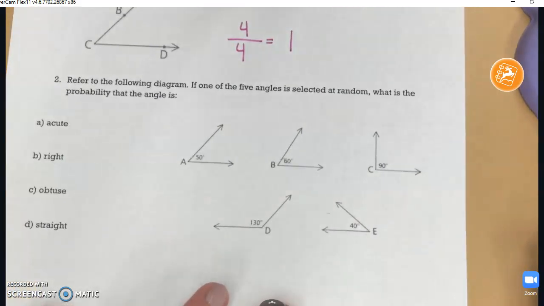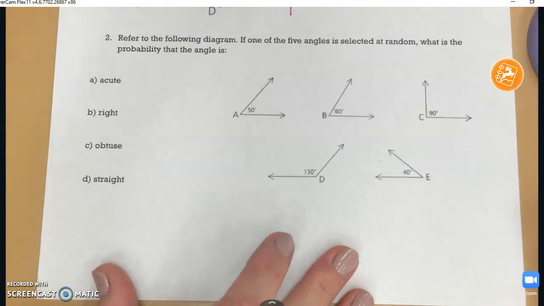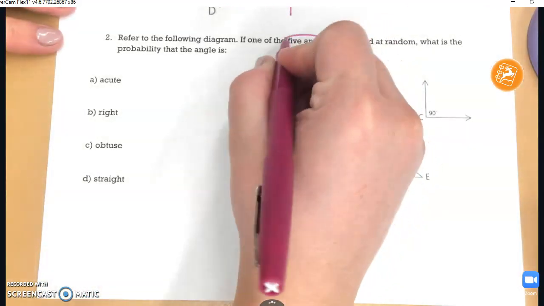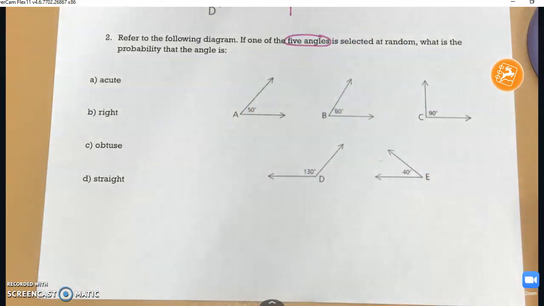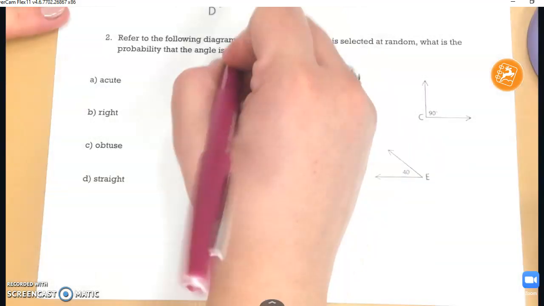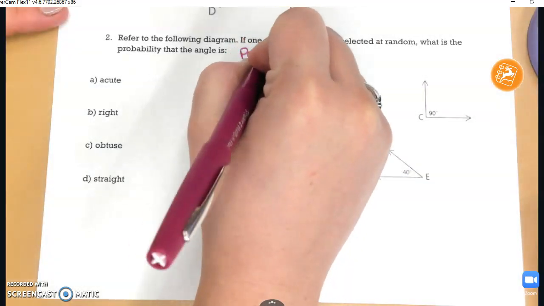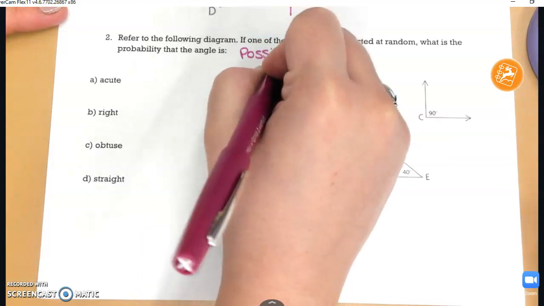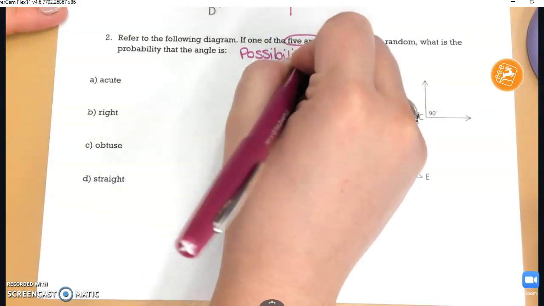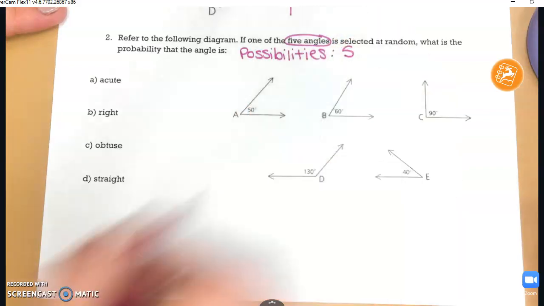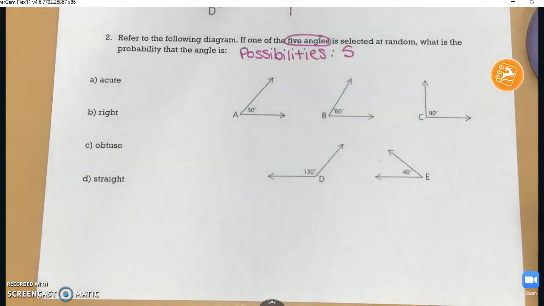Okay. On this next one, we're going to refer to this diagram below. If one of the 5 angles is selected at random, what is the probability that it is... And then I've got multiple parts. So for all of these A, B, C, and D, my total possibilities is going to be 5 because I've got 5 angles to choose from. Now the number of winners is going to change depending on what I'm asked.